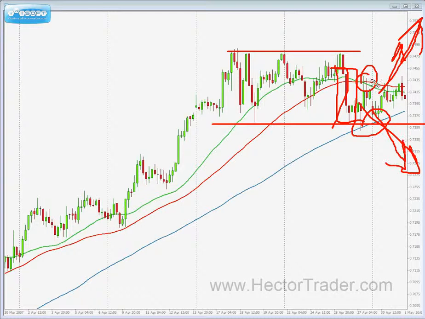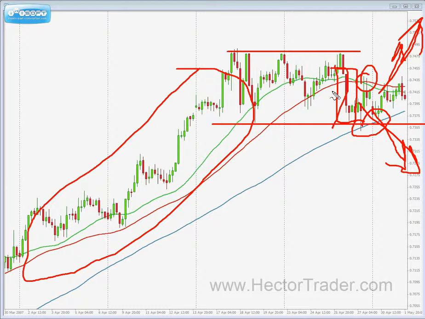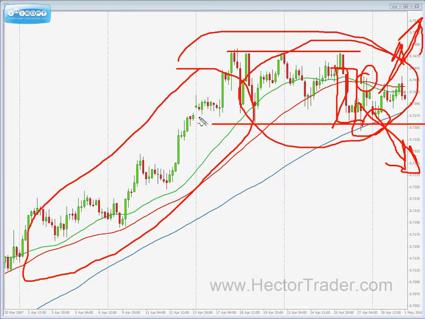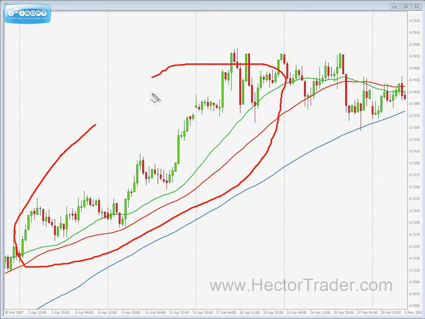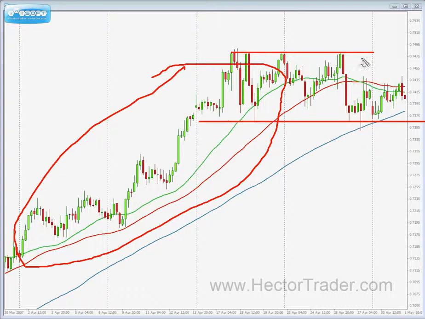I don't care. What I do know is that this beautiful uptrend is now in danger, and therefore I don't want to put my money in danger. I just don't. I was willing to risk my money all the way up here, but now I am getting conflicting signals. I don't want to risk my money anymore in this market.